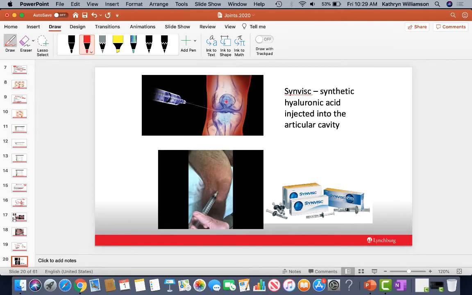This is showing you there are synthetic synovial fluid injections, and one type on the market is called Synvisc. And so this is synthetic hyaluronic acid that you can inject right into the joint cavity, and basically it's synthetic synovial fluid, and it helps to coat those joint surfaces because as you get older, the amount of synovial fluid decreases. So you have decreased protection against friction in those joints. So this is one treatment for that.